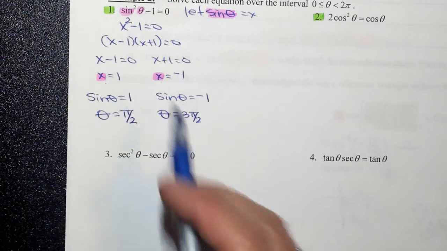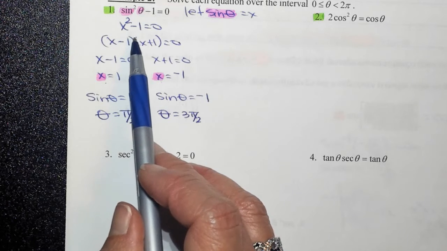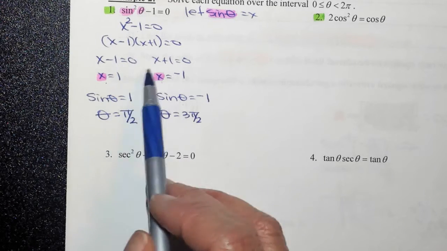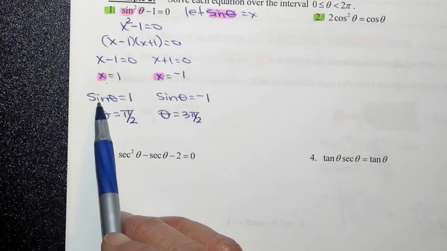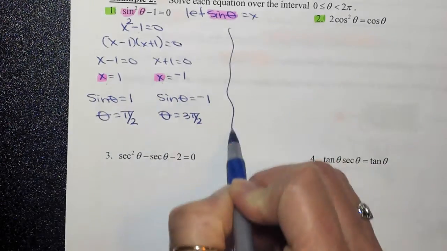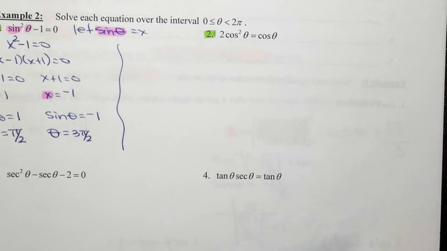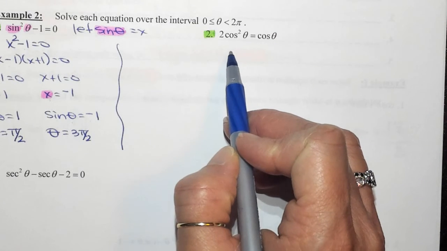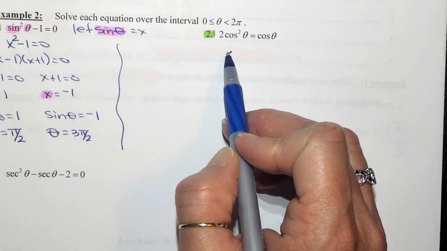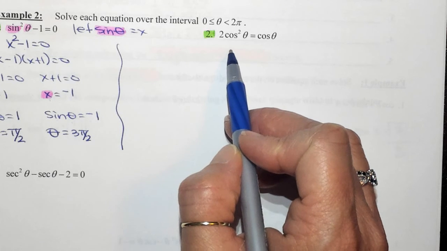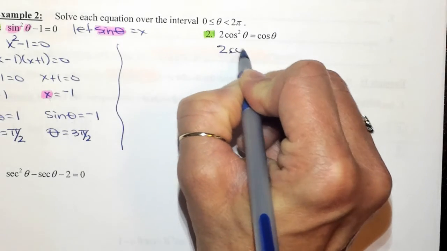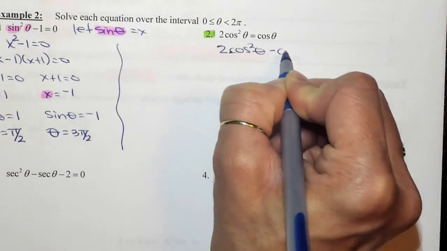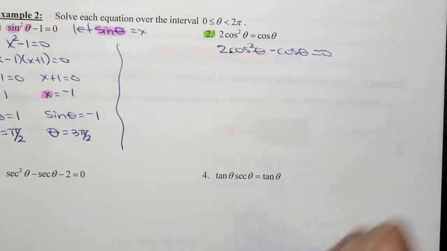Now, something I need to caution you on. You need to make sure that when you are factoring, you don't forget to go back and put your trig function in here. Now, let's take a look at this one. Remember, folks, whenever you are solving, you must set your equations equal to 0. So the first thing that we need to do is set this equal to 0, and then we'll make our substitution. 2 cosine squared theta minus cosine theta is equal to 0.